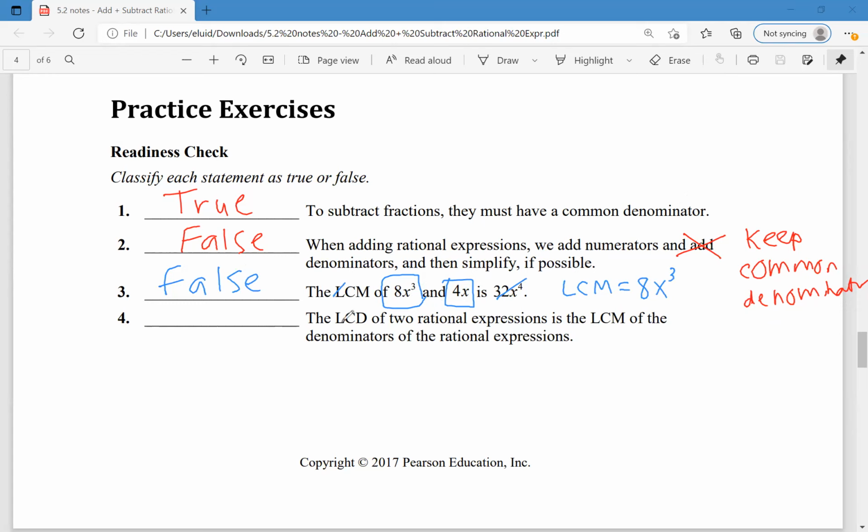Okay, and finally, the LCD of two rational expressions is the LCM of the denominators of the rational expressions. Yes, true. The least common denominator is the least common multiple of the denominators.